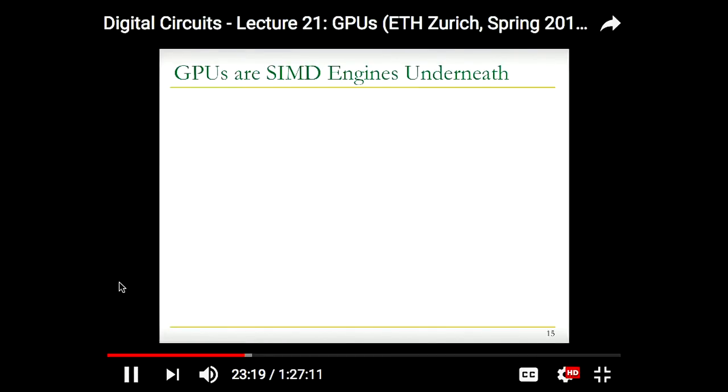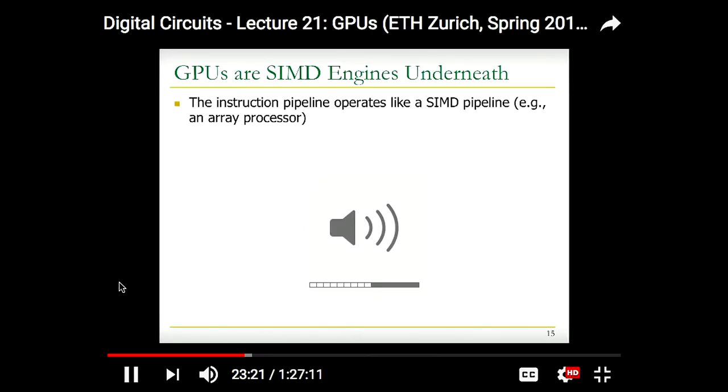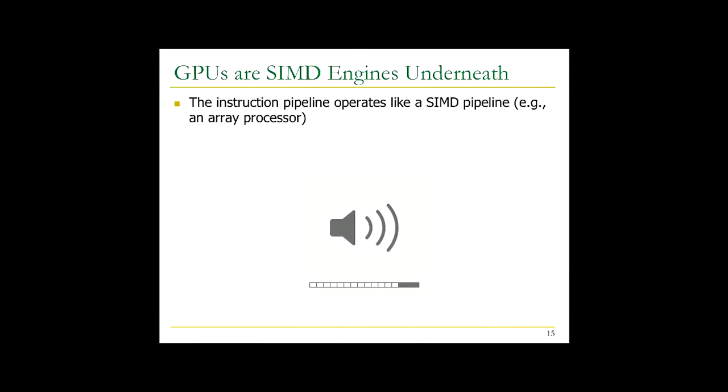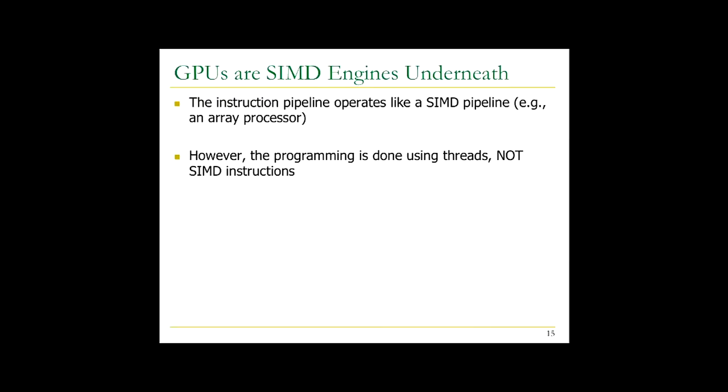Okay, so GPUs are SIMD engines underneath. You've actually seen all of the principles except for the integration of the principles. The instruction pipeline operates like a SIMD pipeline, like an array processor. However, you have not seen something, which is the programming. The programming is done using threads, not SIMD instructions. That's why GPUs have taken off a lot, whereas vector processors have been very specialized to high-performance computing.